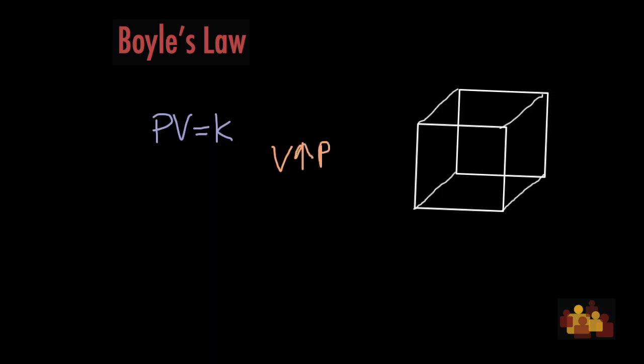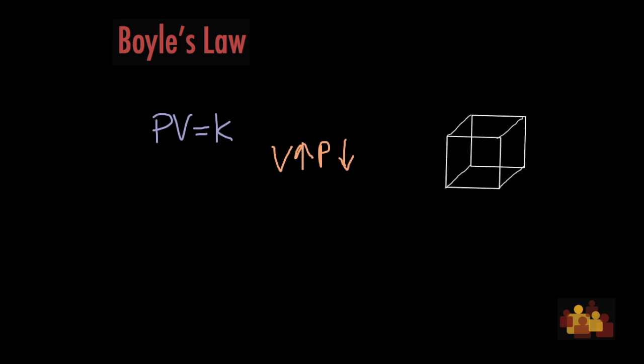Now suppose we decrease the volume of the container. In this case, the gas molecules will have a shorter distance to go and thus will strike the walls more often per unit time. This results in pressure being increased because there are more molecule impacts per unit time. So if volume is decreased, then pressure increases.